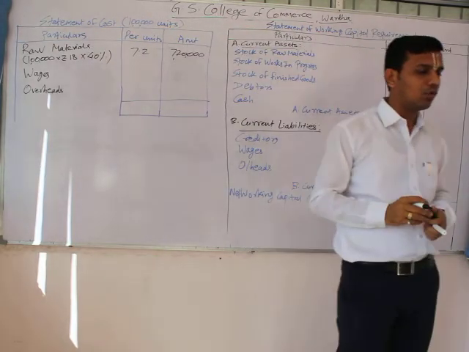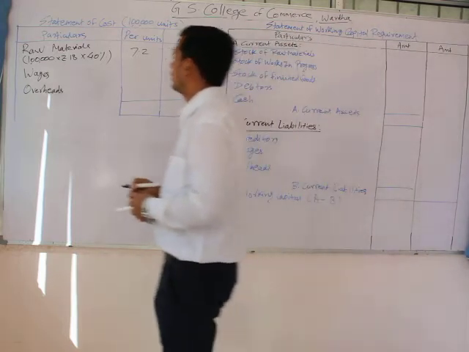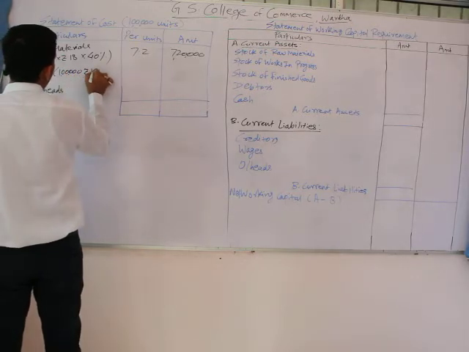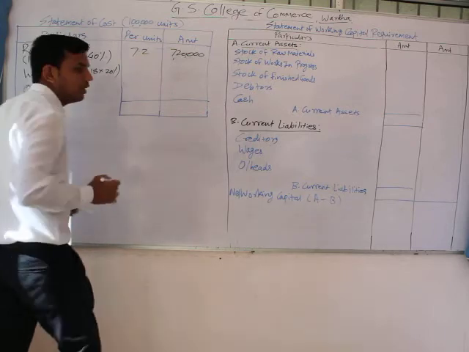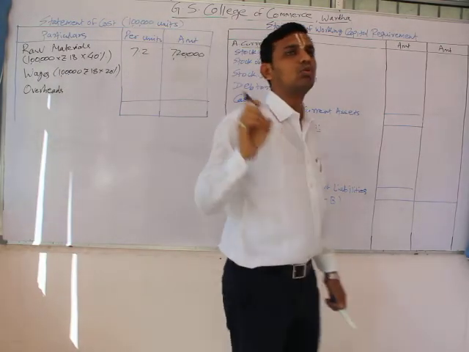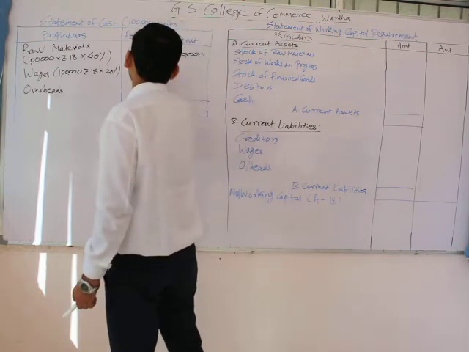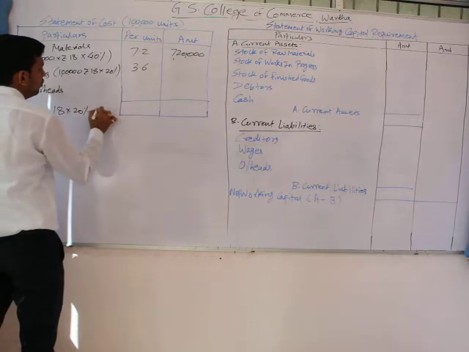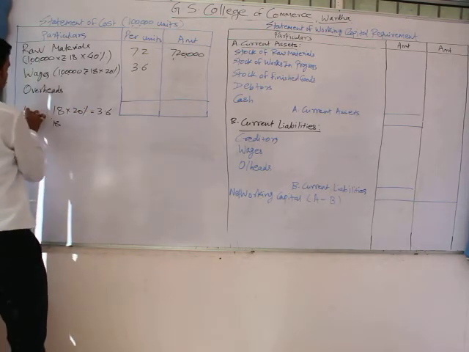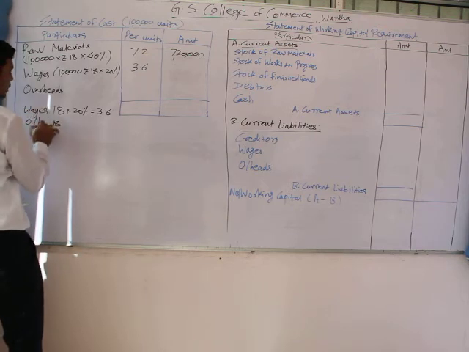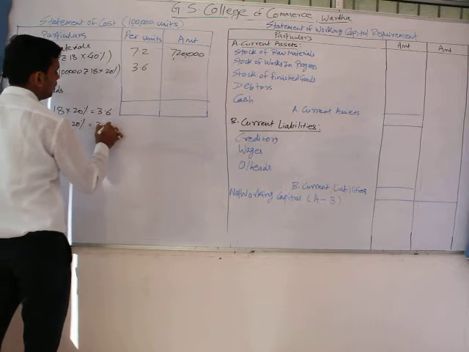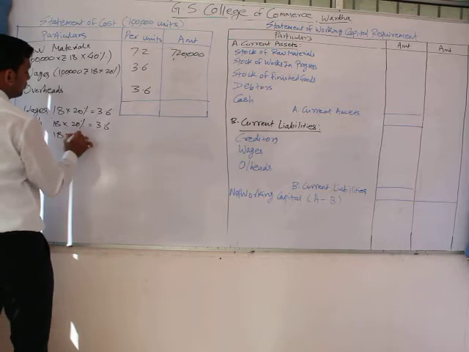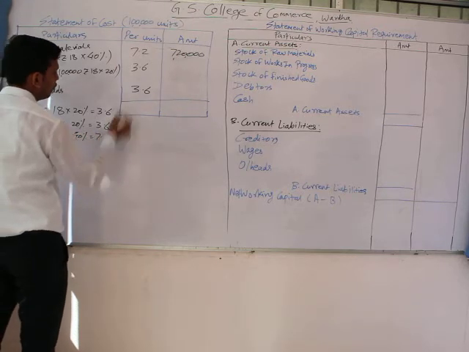Similarly, we move to wages: 1 lakh, that is the number of units, into rupees 18 into 20%, the portion of wages in totality, so that per unit it is 18 into 20% equals 3.6. Similarly for overheads also, 18 into 20% equals 3.6, so we take 3.6 here. Again for raw material, 18 into 40%, that is 7.2, which we have already taken.